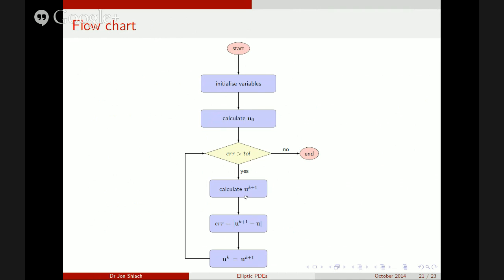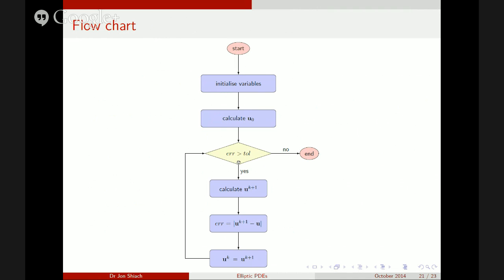If it is, we then calculate our next estimate, U^(k+1). Calculate the L2 norm, which gives us some value. I've called it error, but it's the L2 norm: how far apart are our two estimates? And then lastly, not forgetting, we update our current estimate k with the ones we just improved on. Then we go around again.